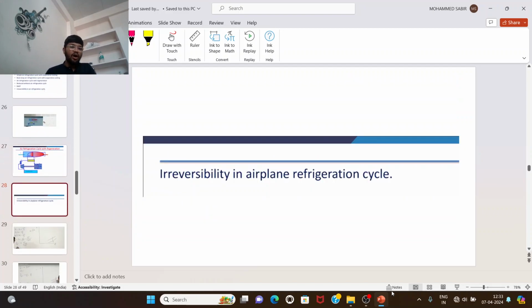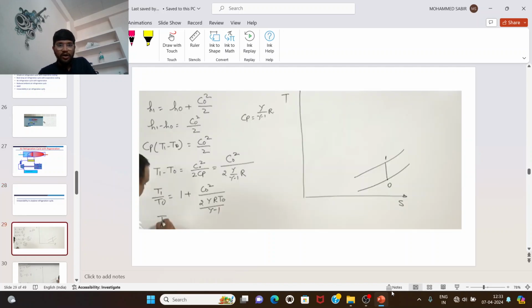Now, how do we account for the irreversibility in the air refrigeration cycle? The first thing is how to deal with the 0 to 1 case. H1 is H naught plus C naught square by 2. So H1 minus H naught is C naught square by 2, that is, Cp (T1 minus T naught) is equal to C naught square by 2.